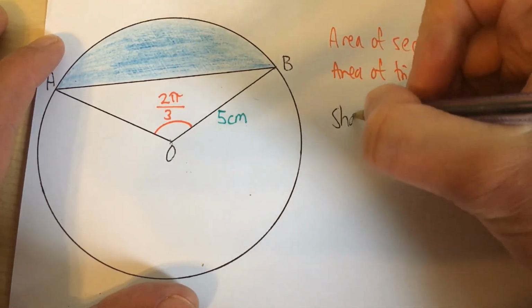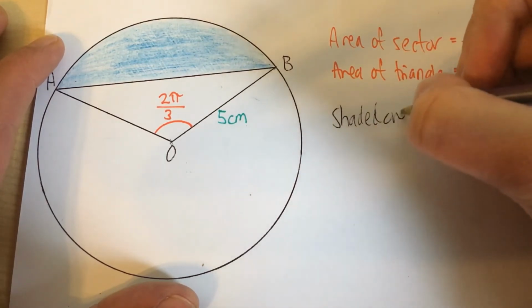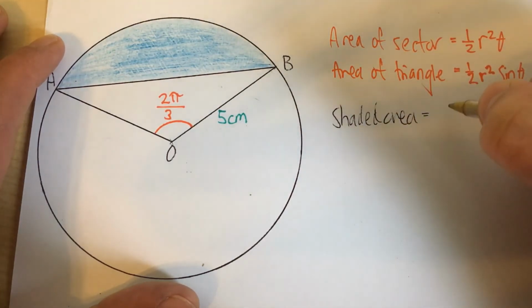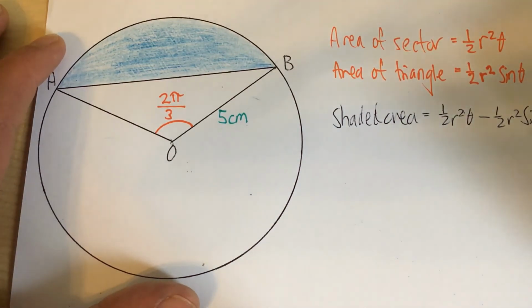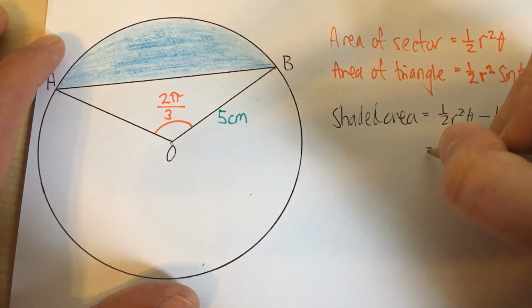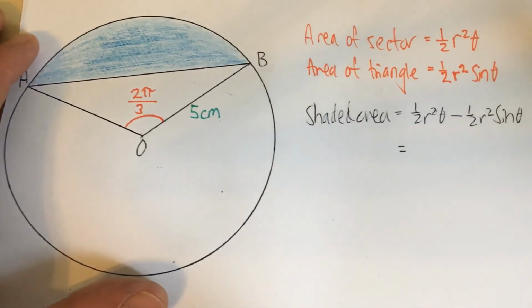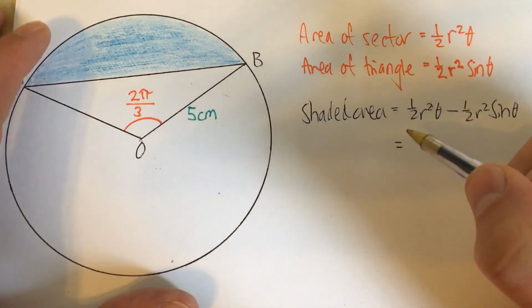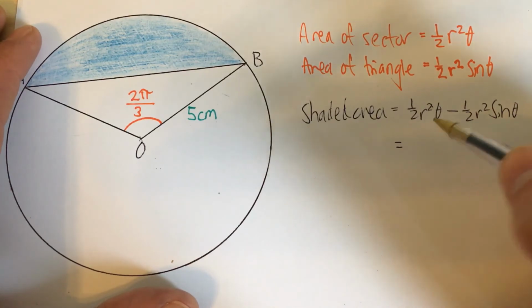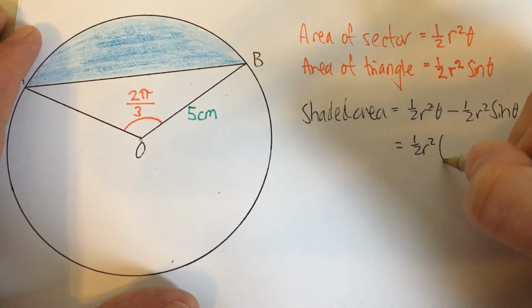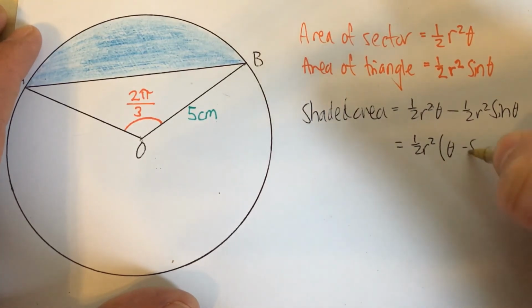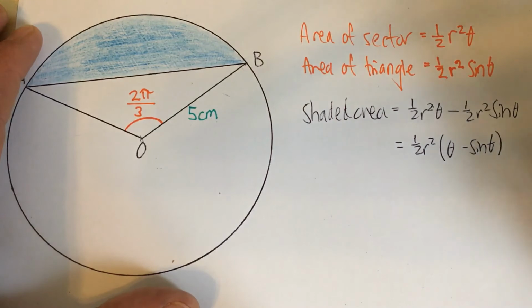So we've got the shaded area equals a half r squared theta minus a half r squared sine theta. Writing it out like this will make the problem solving more efficient because we can take a factor out, can't we? A half r squared. So we've got a half r squared brackets theta minus sine theta.